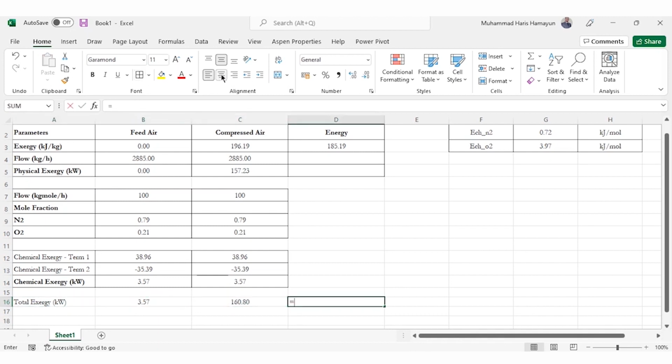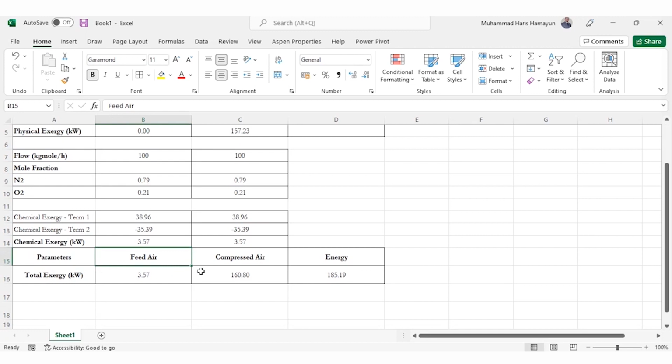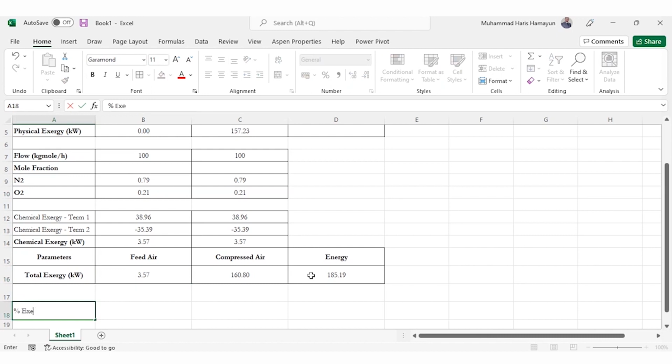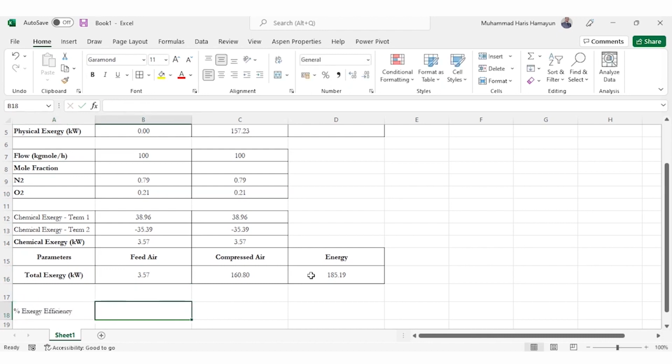And obviously, the energy value is also important in the system. So if we take it like this and just drag it like that, for feed air the total exergy is 3.57 kilowatt. For compressed air, which is at the outlet of the compressor, it is 160.8 kilowatt, and energy required is 185.19 kilowatt. It's already in kilowatts, so there is no need to change it. Now we have to apply the formula, and I have told you that there are different formulas available in the literature. Percentage exergy efficiency is outlet air exergy minus inlet air exergy divided by the energy and multiplied by 100. So it gives the answer of 84.9 as exergy efficiency.